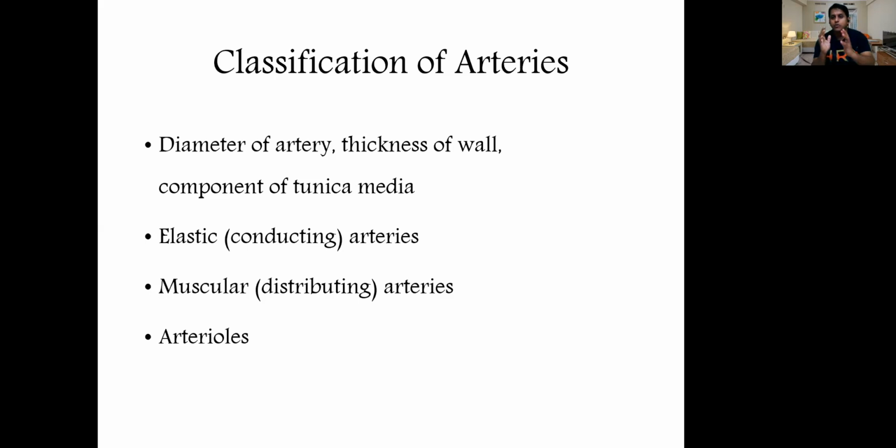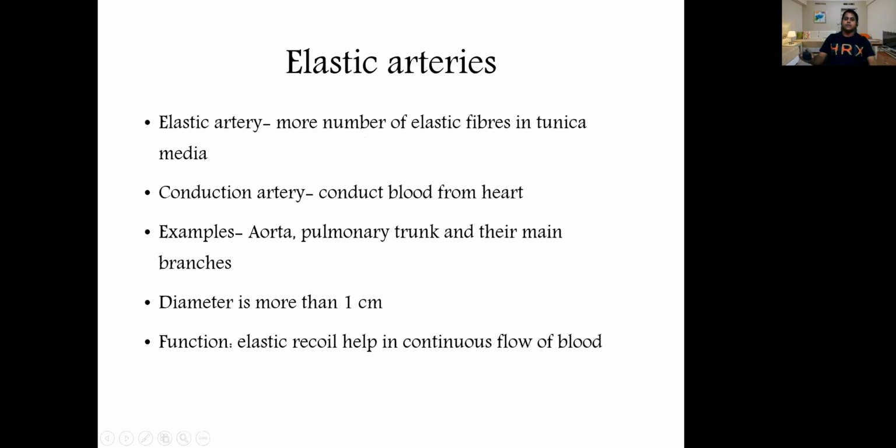Depending upon the components of the tunica media, as I explained before, the main components of the tunica media are the elastic fibers and the smooth muscles. When more elastic fibers are present, they are called elastic arteries. And when more muscular fibers are present, they are called muscular arteries. The smaller vessels are also called arterioles. Okay, let us go further to the elastic artery.